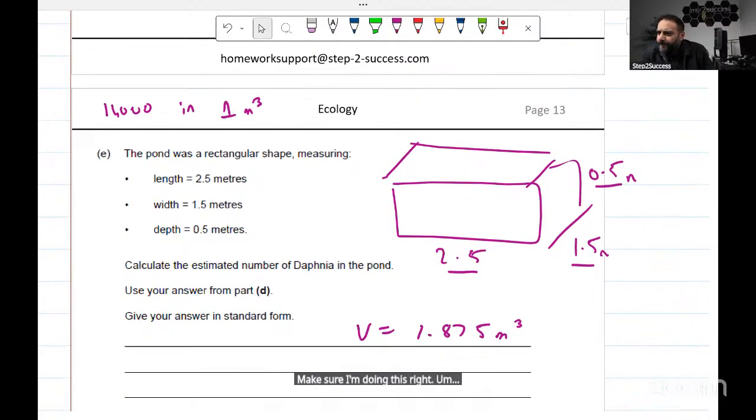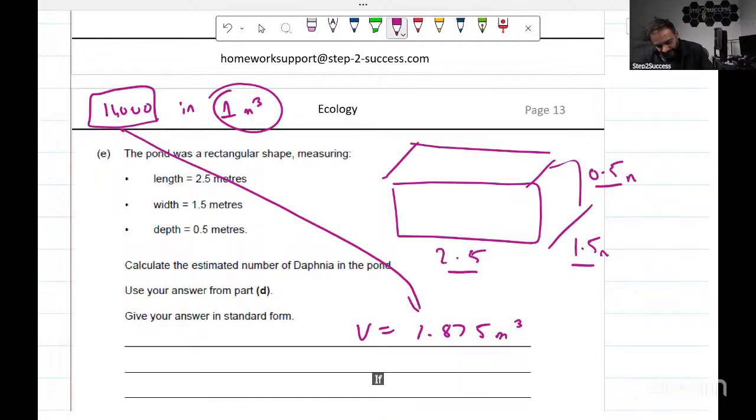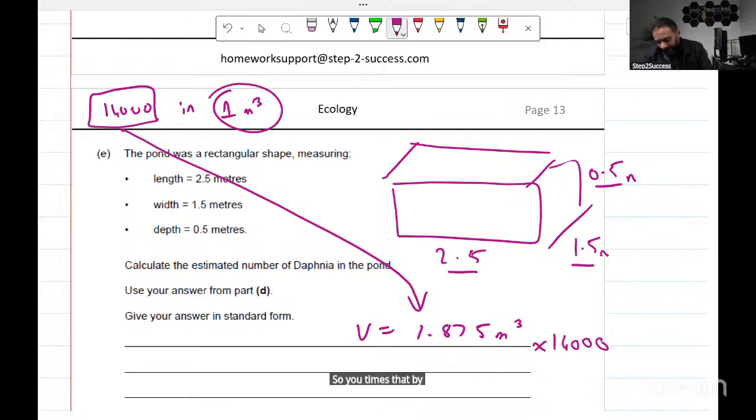Yes, it is. And so, if I know that there's this many in 1 meters cubed, if I times this by this, it will tell me how many are in this pond, because this pond is bigger than 1 meters cubed. So you times that by 14,000 and you would reach your answer to this question, which is 26,250. How many there are there?